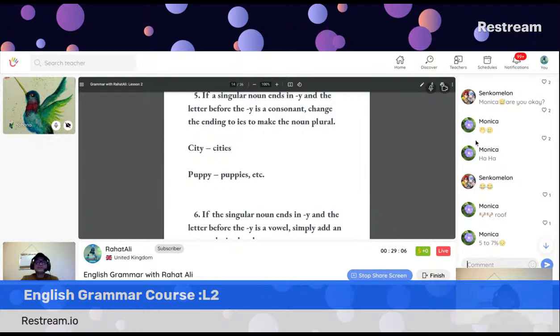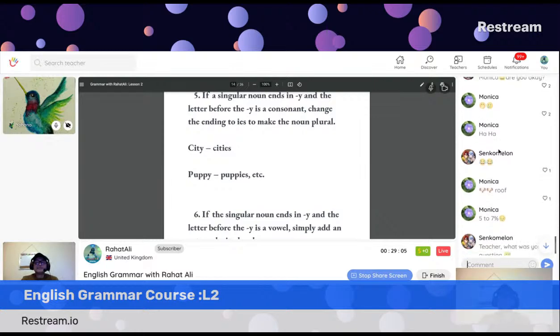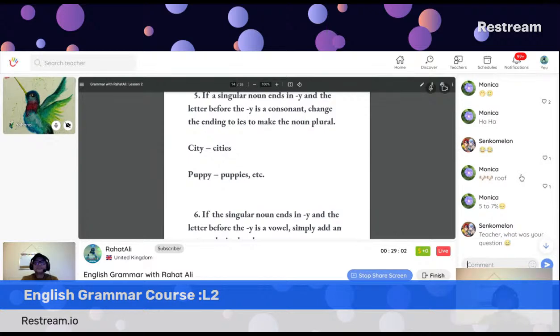Any example of this rule number 5? Anyone? Sanko, my question is that if a noun ends with Y, the Y becomes IES in the plural form. Can you give us an example, a word? Sky, skies. Yes, very good. Baby, babies. Family, families. Bravo, Sanko and Johanna. Very good.